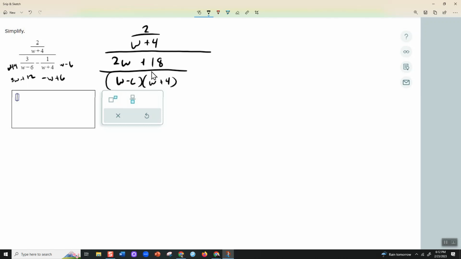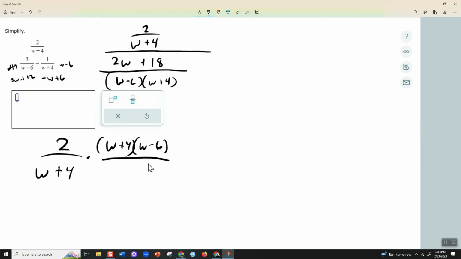All right, now I've got a fraction divided by a fraction, so I multiply by the reciprocal. Awesome. Top fraction, 2 over w plus 4. I shouldn't be calling them fractions, but rational, whatever, who cares? I'm going to be multiplying by w plus 4 times w minus 6. I changed the order, it doesn't matter. And then 2w plus 18 is on the bottom. I'm going to go ahead and factor that with the GCF of 2, and that's going to be w plus 9. Let's make sure that works. 2w plus 18. Yeah, it's the same thing.